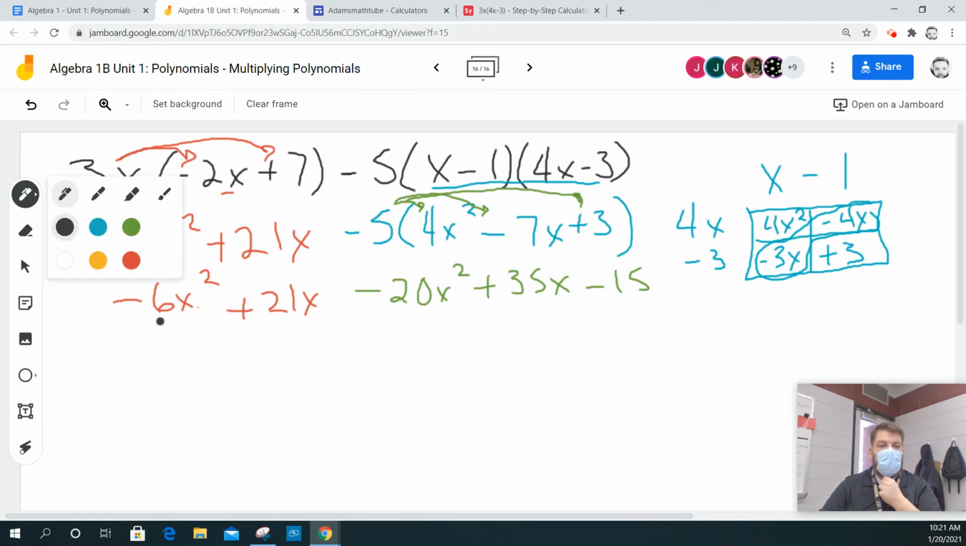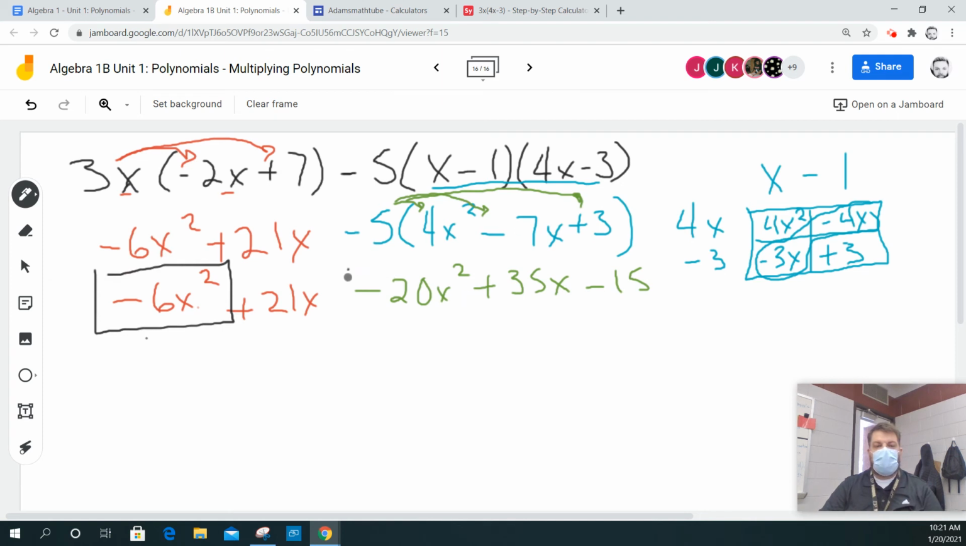So for here, what I'm going to do is I'm going to look for my x squareds first. So I've got negative 6x squared and a minus 20x squared. So when you combine those, I got a negative 26x squared.